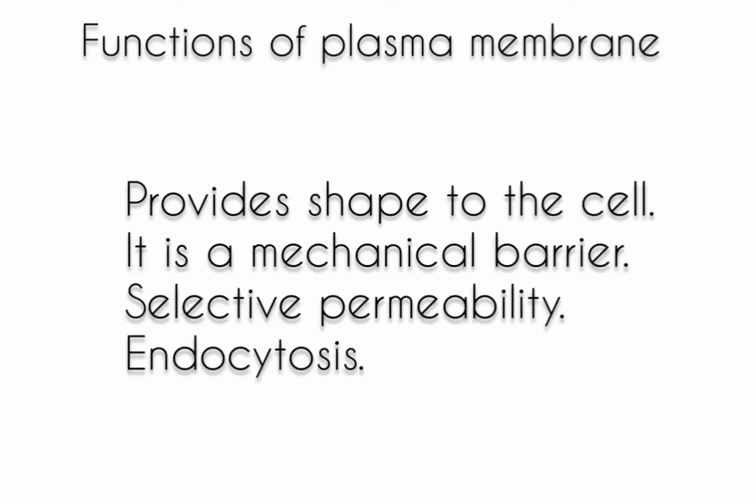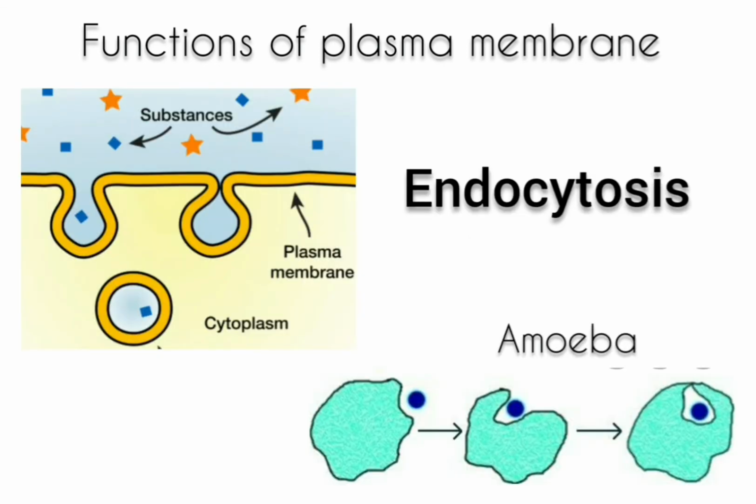What are the functions of the plasma membrane? The plasma membrane provides a definite shape to the semi-fluid contents of the cell. It functions as a mechanical barrier that protects the internal contents of the cell. The membrane will determine what substances are allowed to enter and what substances are allowed to exit. The membrane can carry out endocytosis. This is because of the flexibility of the membrane, which enables the cell to engulf food and other substances from the external environment. This process is called endocytosis.